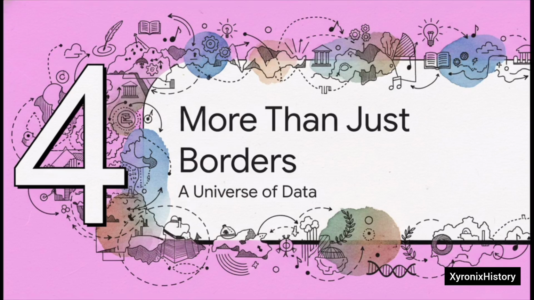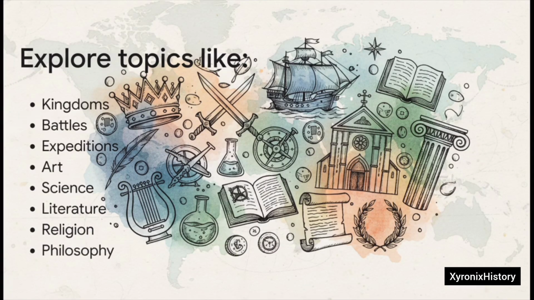But GeaCron goes so much deeper than just showing you borders on a map. It's really a comparative history engine. It's designed to help you connect the dots between parts of human experience that seem totally separate at first glance. And I mean, just look at this list. The depth here is brilliant. You can explore timelines not just for kingdoms and famous battles, but for huge shifts in art, science, literature, religion, and philosophy. It's like an entire interconnected database of our shared past.